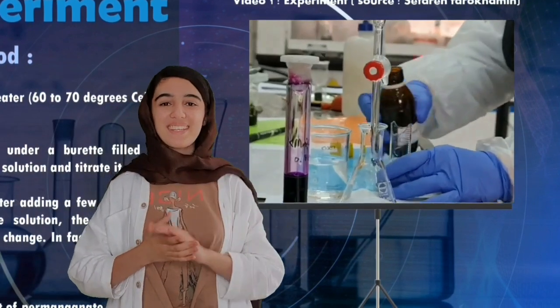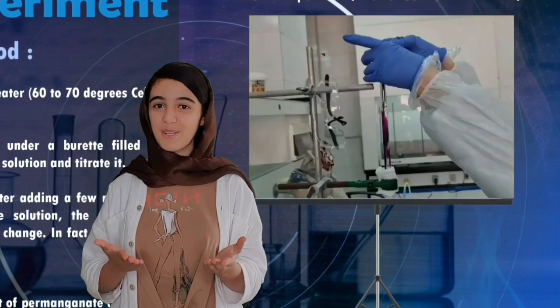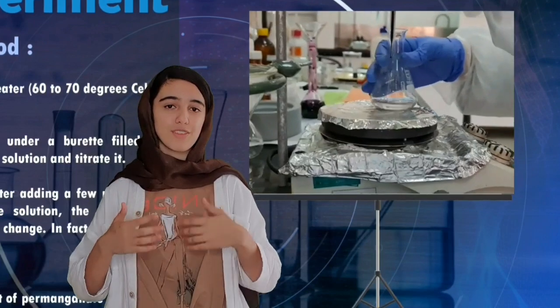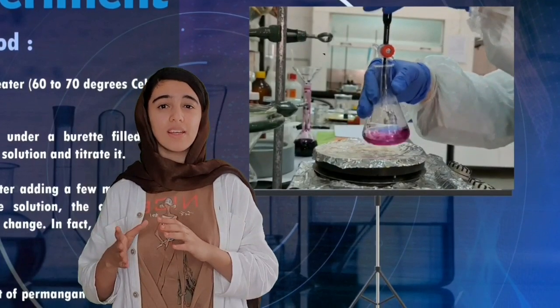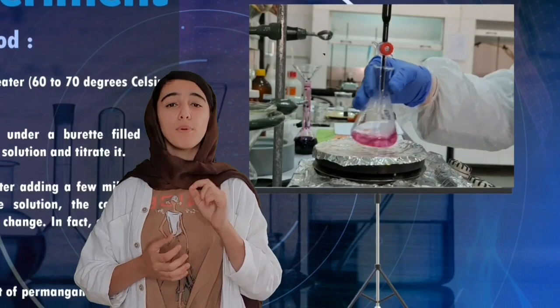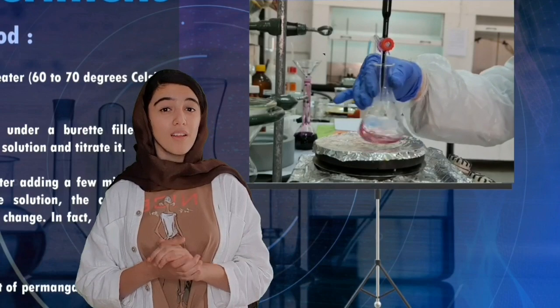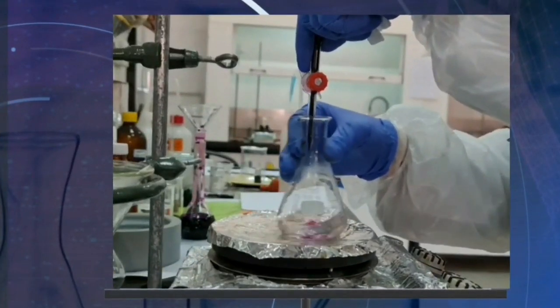In the video, you can see that after I prepared everything I needed for this experiment, as I told you, I placed the Erlenmeyer flask on a heater at 60 to 70 degrees so that my solution doesn't boil. After that, I added a few milliliters of potassium permanganate into the analyzed solution by burette, but something special happened. The deep purple color of potassium permanganate became colorless in the analyzed solution.